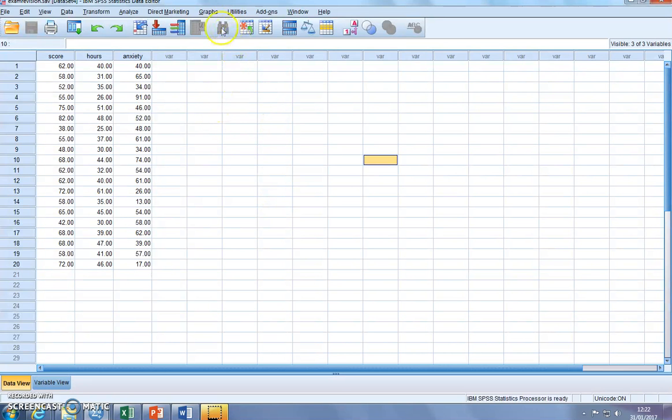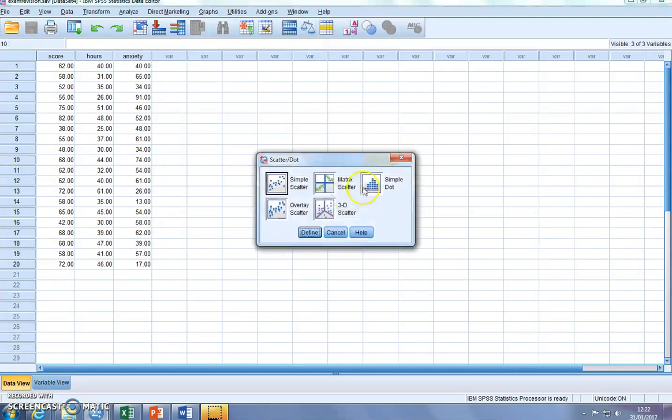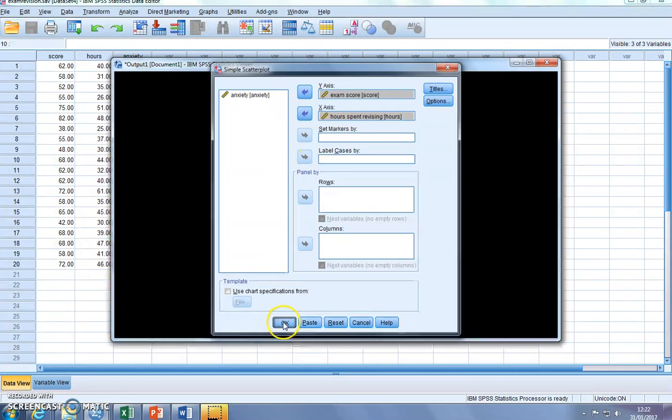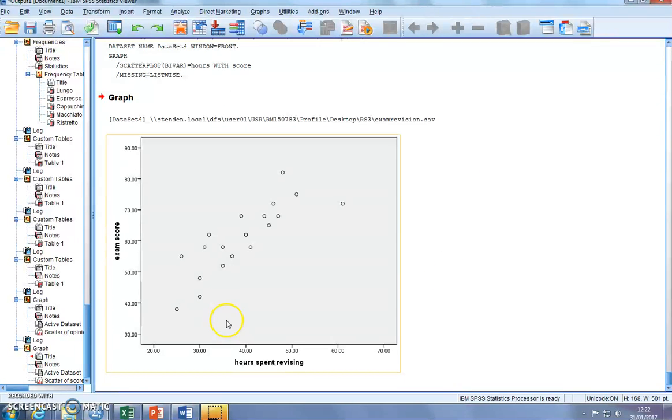So without much further ado, let's order up a scatter plot, like so. It's a simple scatter. The exam score we think is going to be related to the hours spent revising or studying. Press OK, and then we get data that looks like this. Well, already we can look at these data and see there's sort of a linear relationship present. Apparently, the more hours you spend revising, the higher your exam score will be.